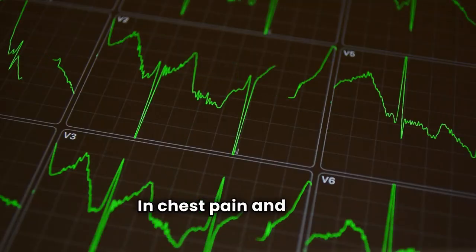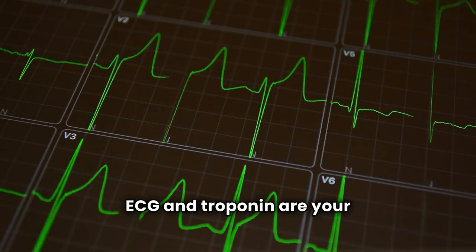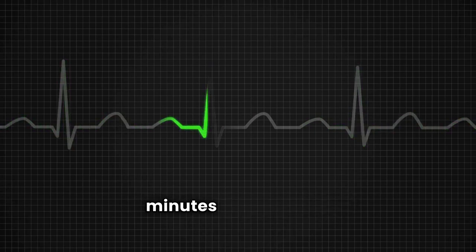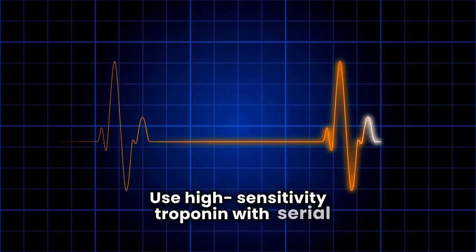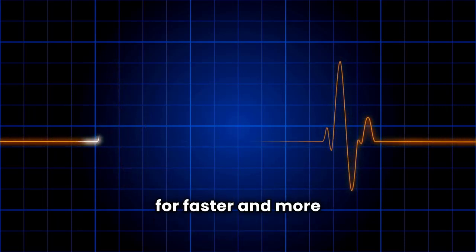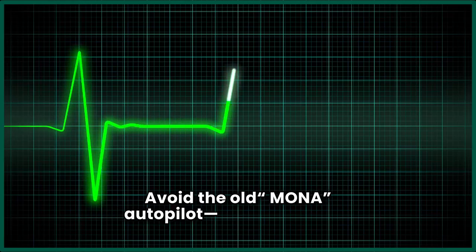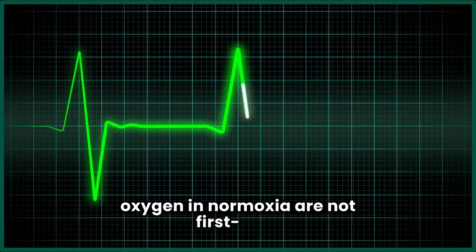In chest pain and acute coronary syndromes, ECG and troponin are your compass. Obtain a 12-lead ECG within 10 minutes and repeat if symptoms continue. Use high-sensitivity troponin with serial algorithms for faster and more accurate diagnosis. Avoid the old MONA autopilot. Routine opioids and oxygen in normoxia are not first line.